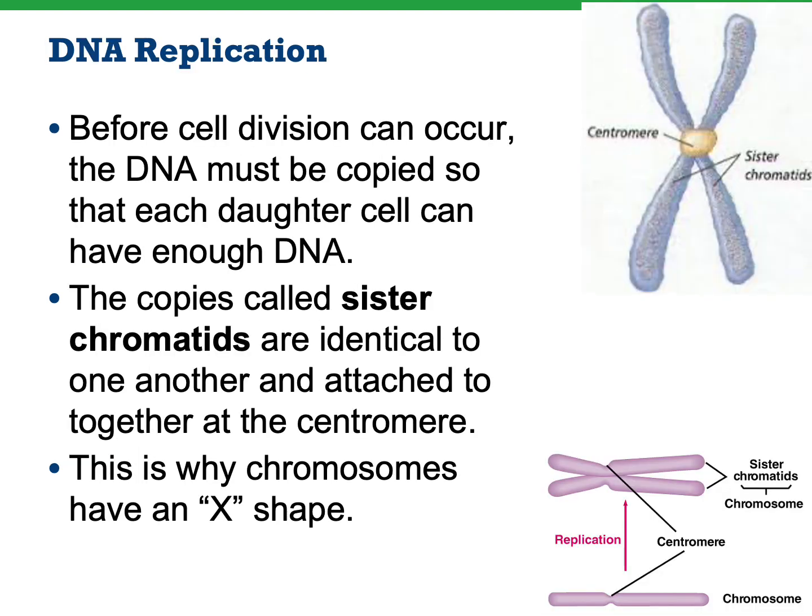Before the cell can divide, the cellular DNA must be copied so that each daughter cell can each get a copy. The copies are called sister chromatids. They are identical to each other, and they are held together by a centromere shown here. This is why chromosomes have an X shape.